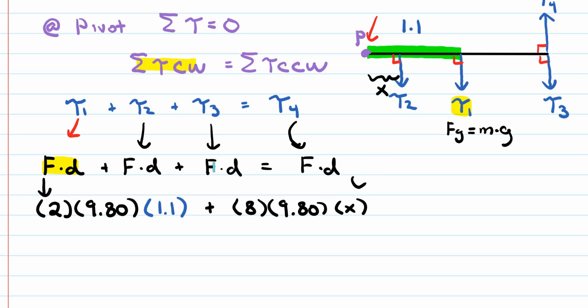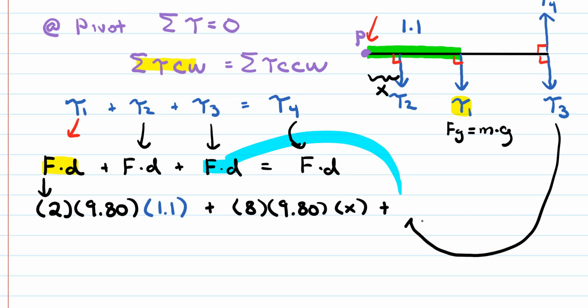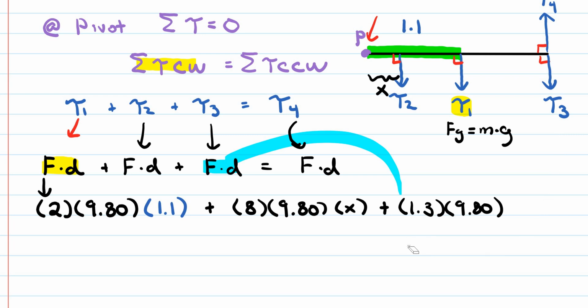And what about the third torque here? That's going to be plus mass times the acceleration due to gravity. For this torque, the mass of the picnic basket was 1.3 kilograms, the acceleration due to gravity is 9.80, and this object is the full 2.2 meters away from the pivot point. So that's a lot of work just to establish the clockwise direction.